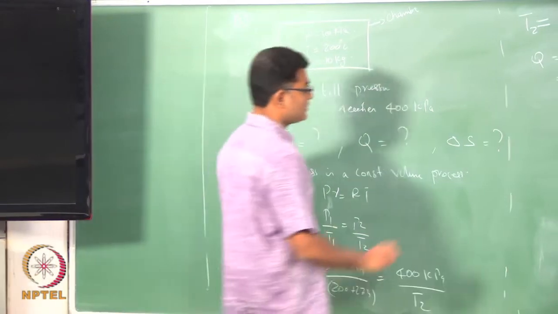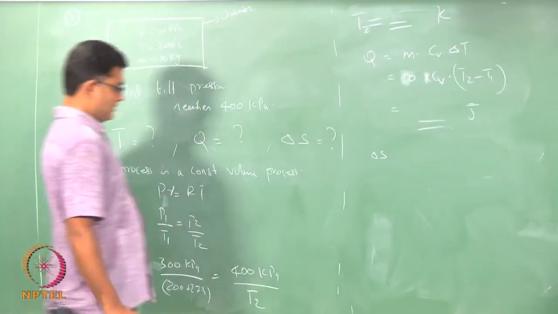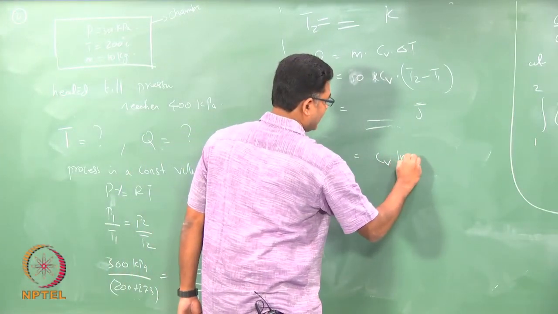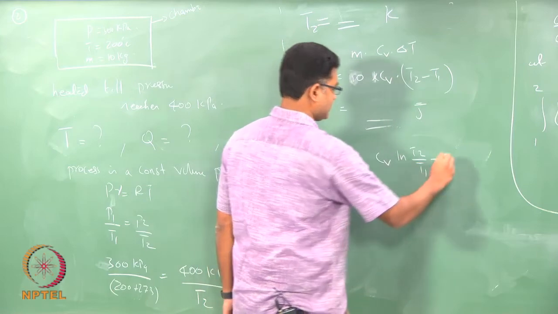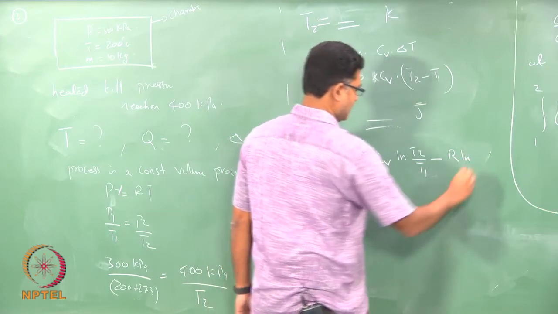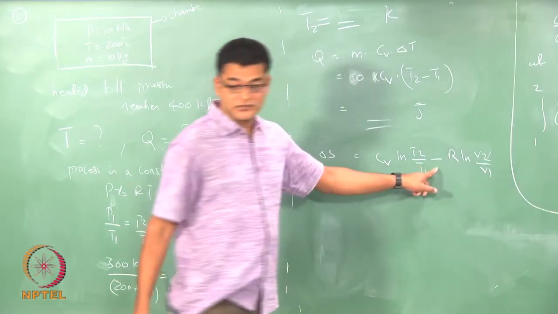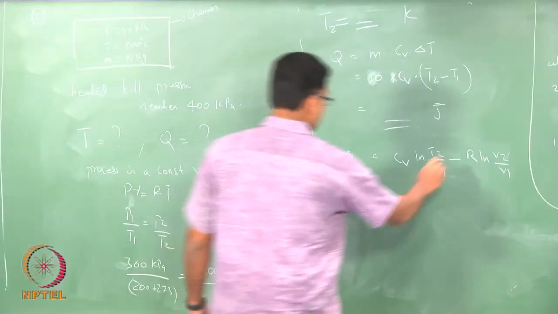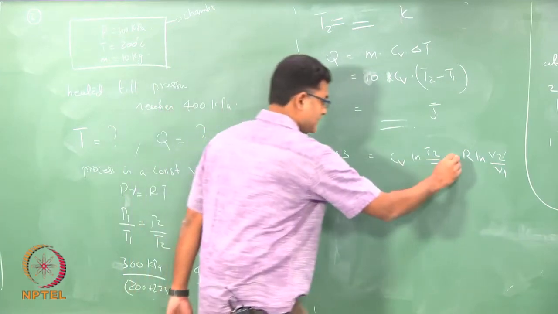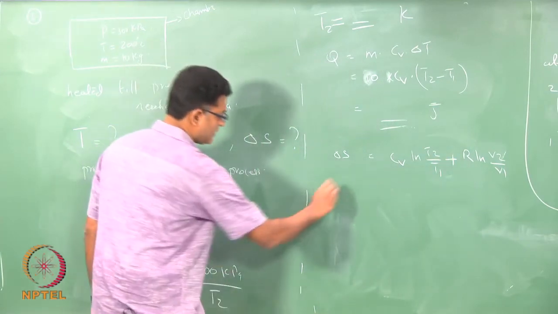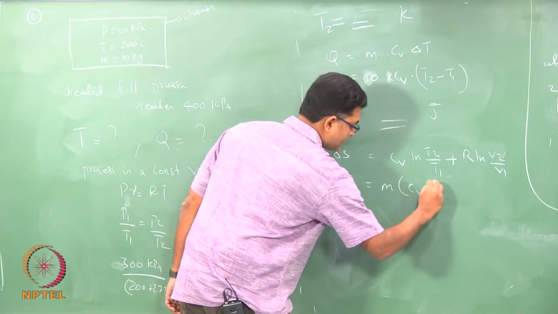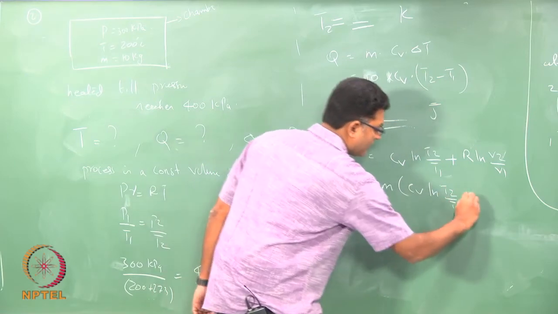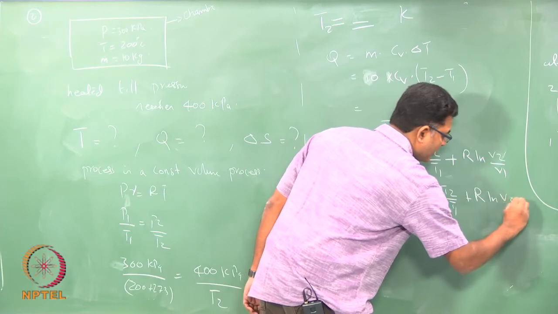Now, what about delta S? Cv ln T2 by T1 minus R ln V2 by V1. Is this a minus or plus? It is a plus. That is the specific entropy change. So, if you want the total entropy change, you multiply this with M, which is ln T2 by T1 plus R ln V2 by V1.